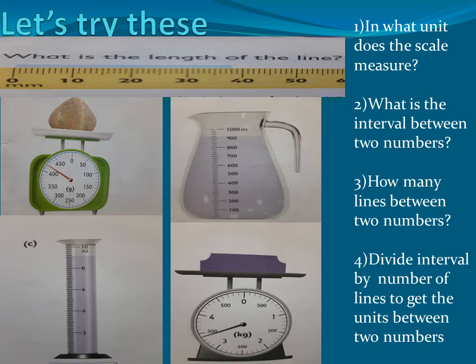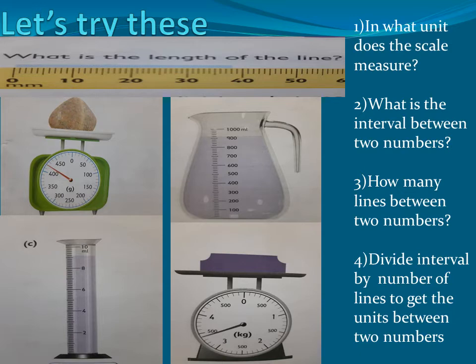400 and 450. Remember we said the intervals are what? 10. So it means we're adding units of 10, 10, 10. So let's count from 400. 400, the first line after 400 is 410, and the second line is 420. That's where the red line lies. It means this stone or the rock on the scale measures 420 grams. Okay, don't make the mistake of putting kilograms. This scale measures in grams.